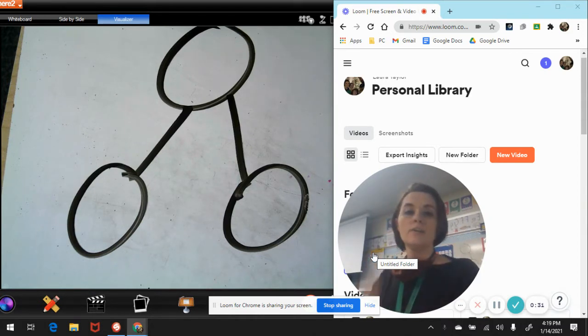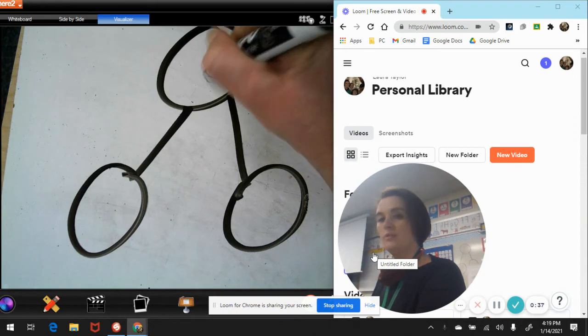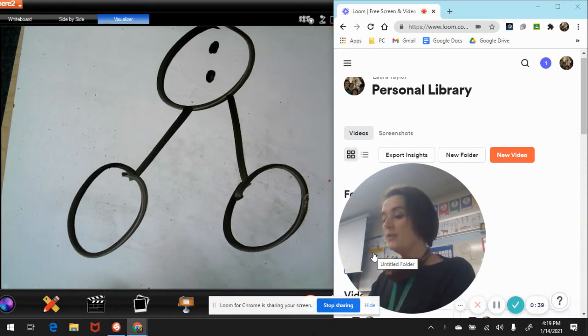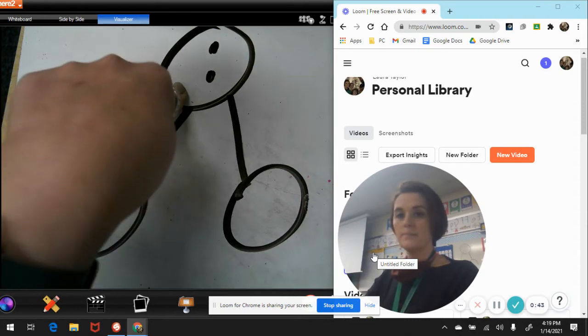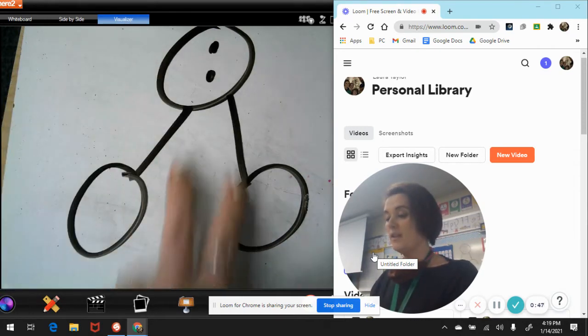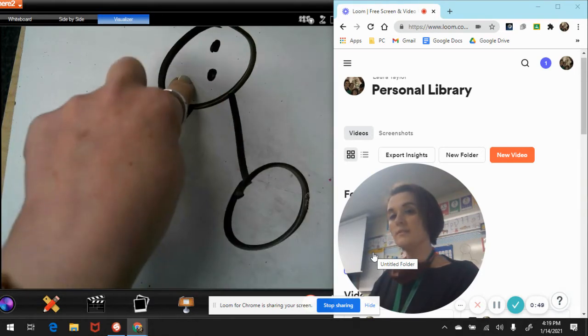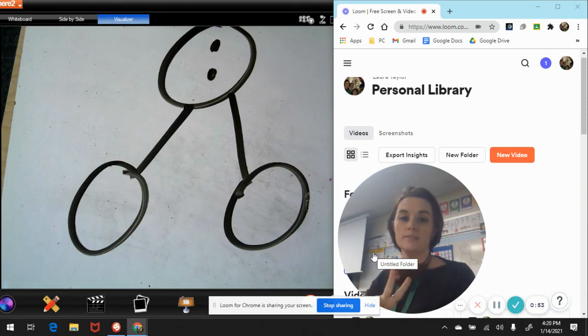I have 2 bugs. 1, 2. So I put 2 in the whole spot. And I know this is where the whole number goes because both of my lines point to this. That's where the whole goes. So I have 2 bugs.